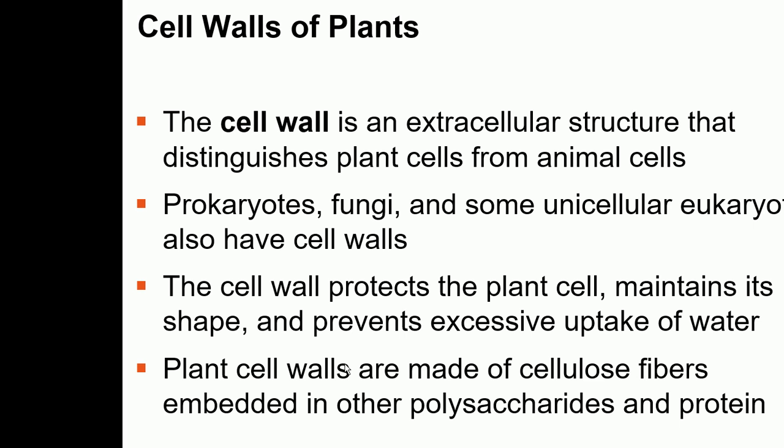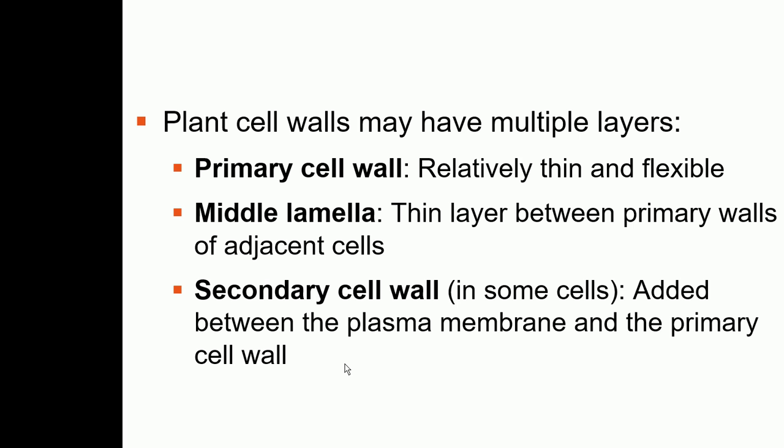Let's see the structure of the plant cell wall. It has multiple layers. It has a primary cell wall, which is relatively thin and flexible. Then the middle lamella, which is a thin layer between the primary walls of adjacent cells, and the secondary wall, which is added between the plasma membrane and the primary cell wall.